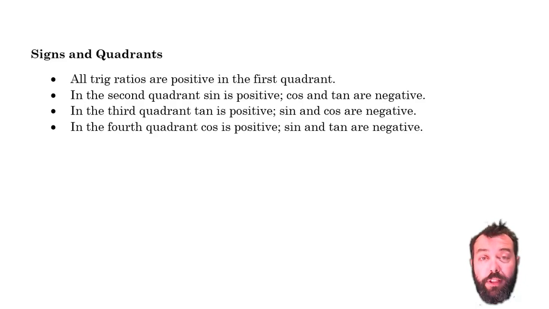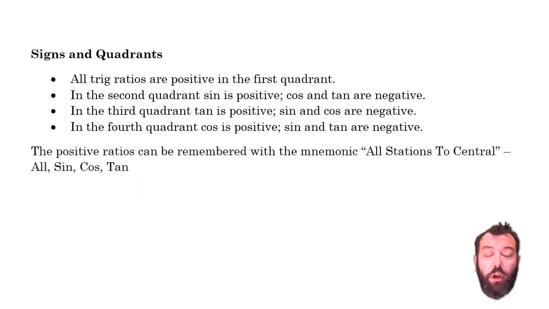Now that seems like a lot of things to remember. We have a little mnemonic to help us along. All stations to central. First, second, third and fourth quadrants. A is for all, S is for sine, T is for tan, and C is for cos. Okay. All sine, cos, tan, or all stations to central.